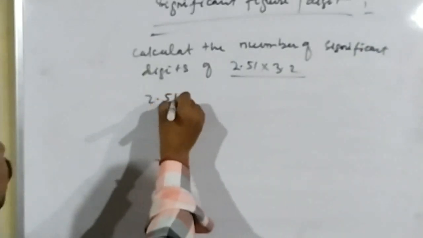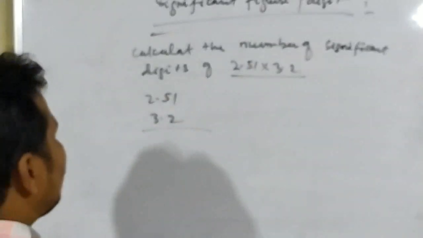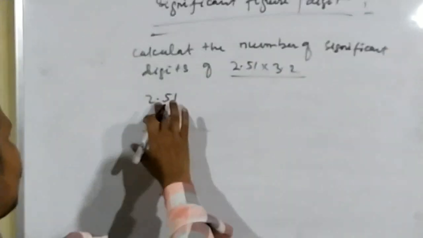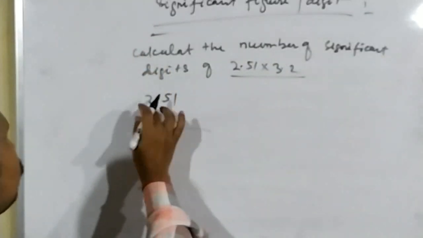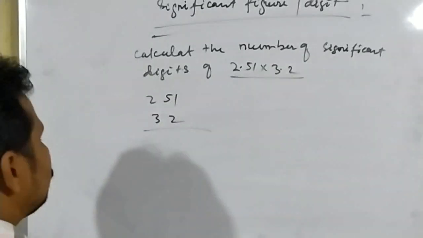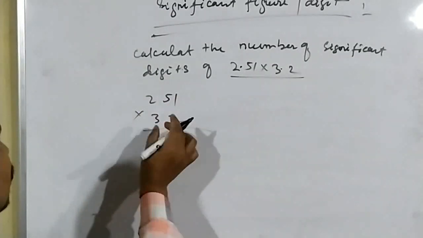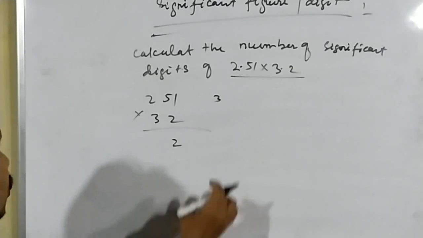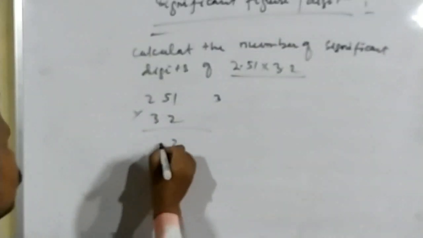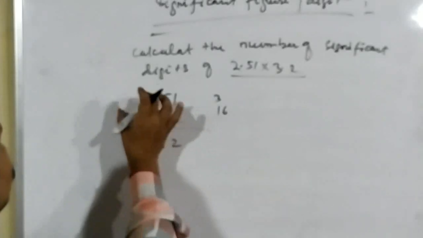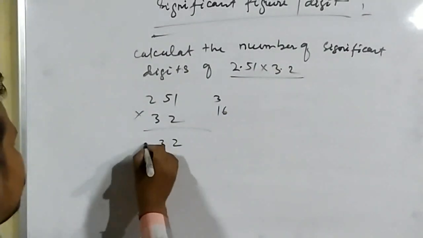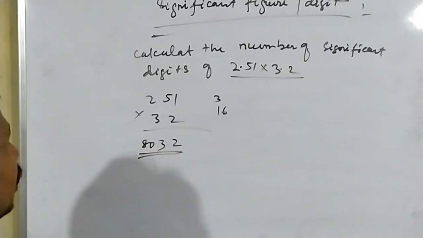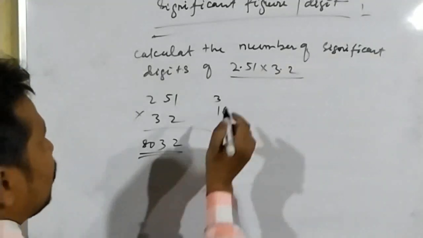So 2.51 into 3.2. While multiplying decimal numbers, first of all we have to ignore the decimal point, and then the number becomes 251 and this is 32. So we will do the multiplication. 32 1s are 32, 2 carry 3, 32 into 5 equal to 160, 160 plus 3, 163. So 3 carries 16, 32 2s are 64 plus 16, 80. So the result equals 8032. Now we will put the decimal point here.